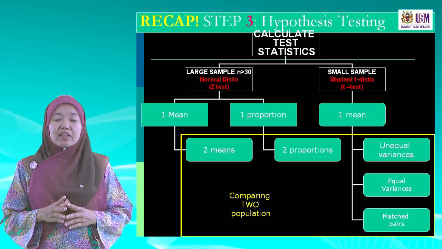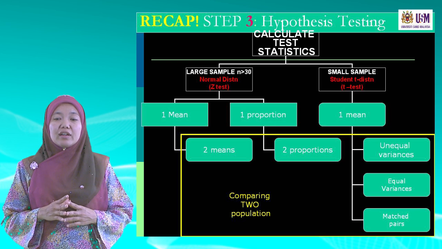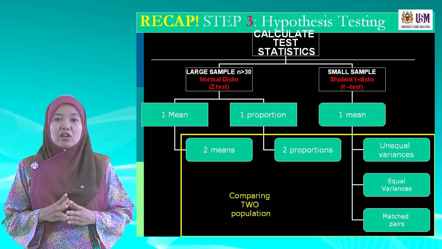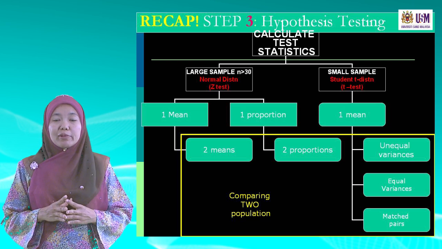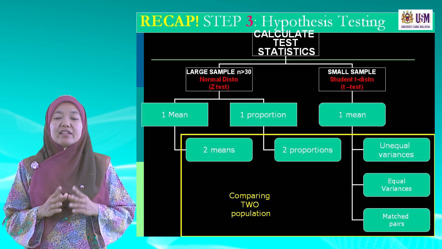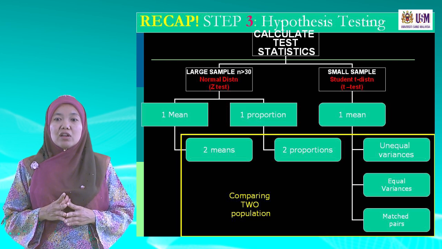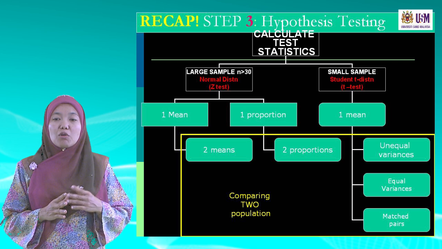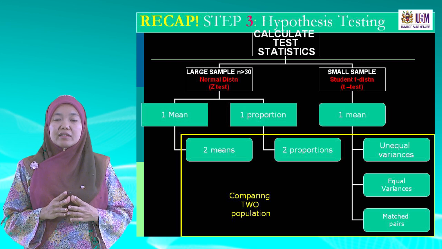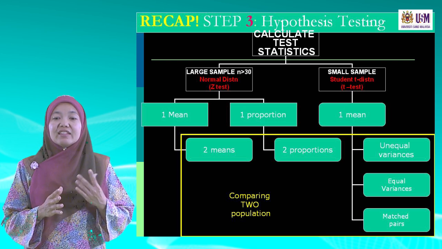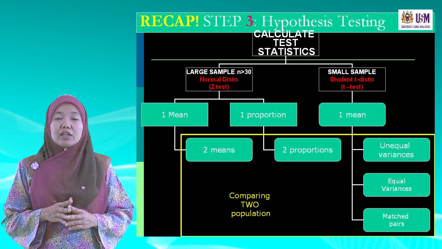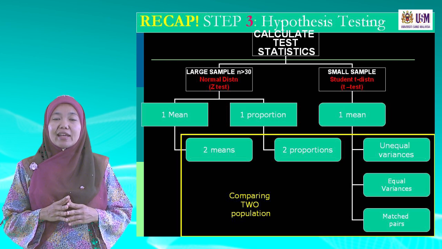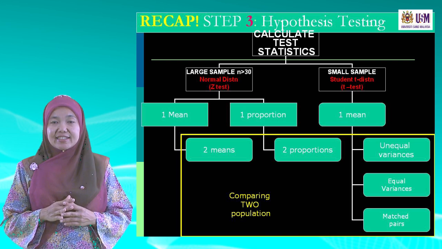Other than the unequal variance type of t-test that we discussed yesterday and today, another type of test that you need to know is the case of equal variance. So it's still comparing two populations using a t-test, but in the case of equal variance. The unequal variance is the case of the pooled sample t-test. And another type, which I won't go deeper into, is the matched pair t-test.